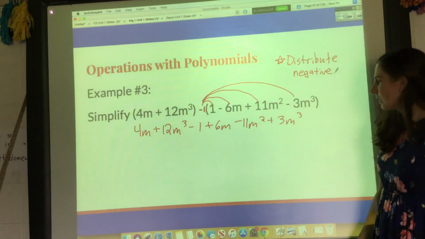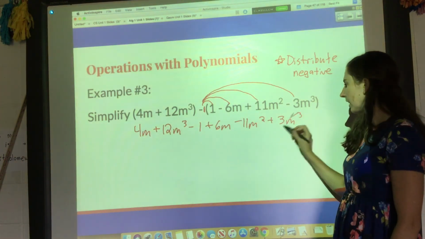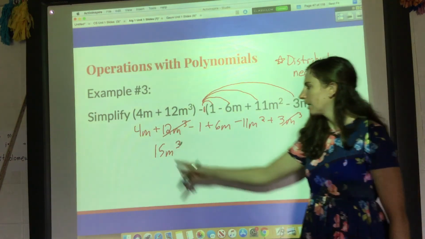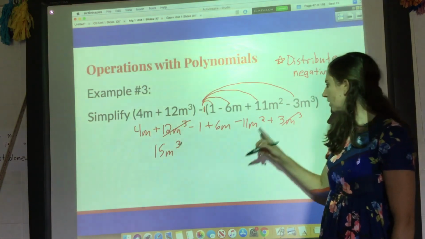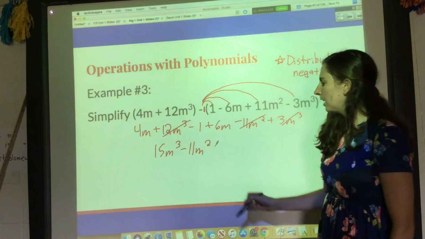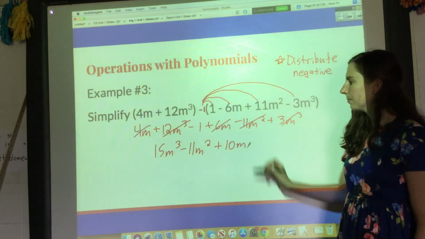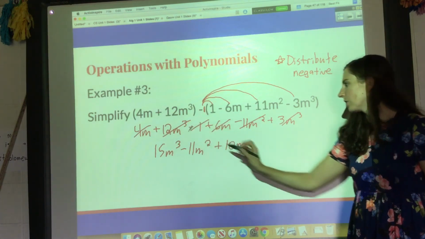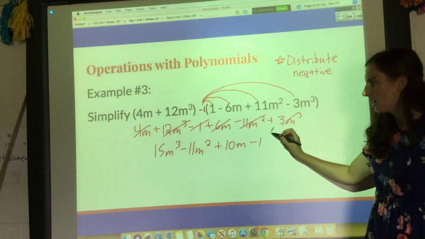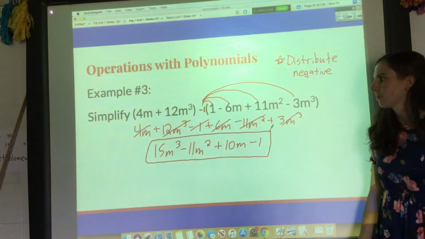Okay, let's look through and find some like terms. I've got m cubed and m cubed. 12 plus 3 makes 15. Let's do the squared next. -11m squared. Then 4m plus 6m makes 10m. And then -1, there's nothing to combine with. Again, you may have rearranged that a little bit, but as long as you have all of those terms, you've got the correct answer.